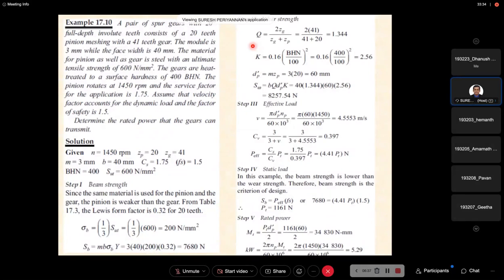Anyway, earlier it was an audible problem, I mean a voice problem. Now I will read this problem again, then we go for the discussion.